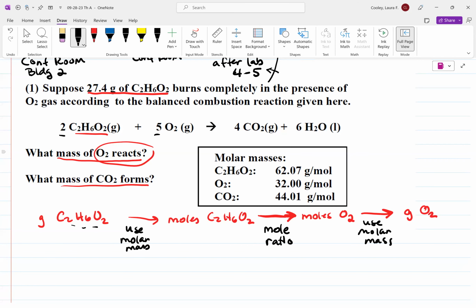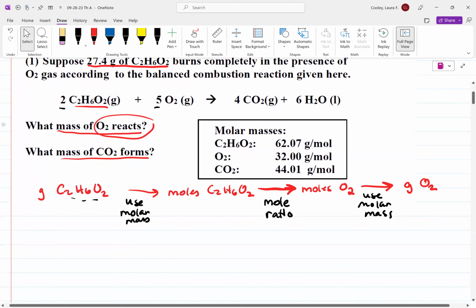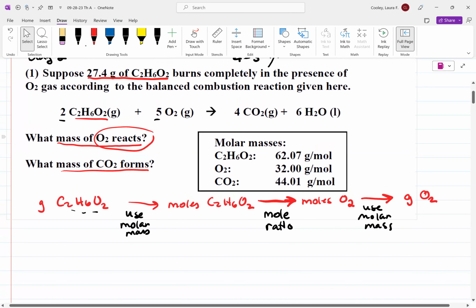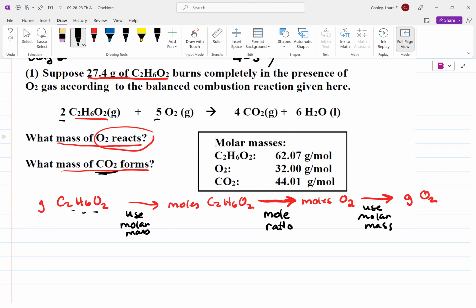So now, if you're comfortable with it, you can do this one parentheses after another and do it all at once. Then you do the same thing, but you're trying to find out how much of the product CO2 forms. So the only thing that changes is that you'll be getting moles of CO2 here and then grams of CO2. Otherwise, it's very similar. So go.